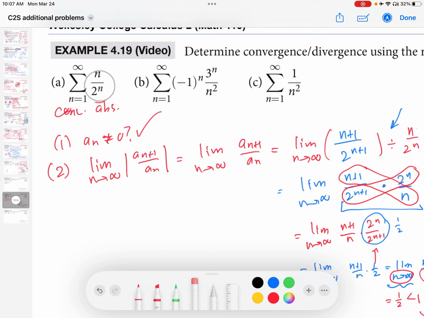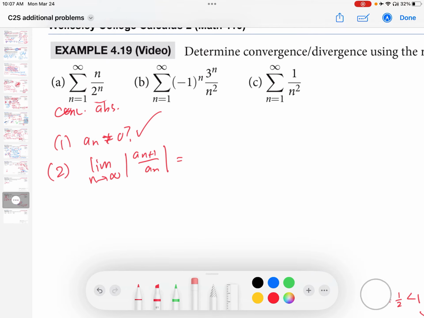Now on to the second example, where we'll learn something different from what we just learned, because this one does involve a series that has negative terms in it. So this is in fact an alternating series. So we see here that the ratio test also works for alternating series.